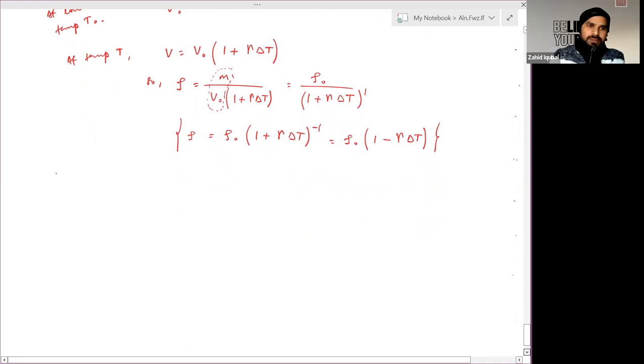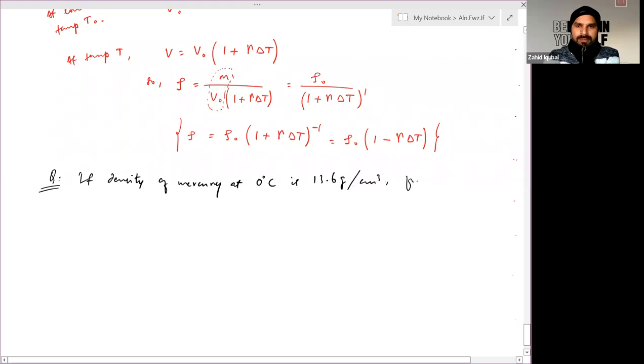Let me give you a question related to this part. If density of mercury at 0 degrees Celsius is 13.6 gram per centimeter cube, find density at 50 degrees Celsius if gamma is 2 into 10 to the power minus 4 Kelvin inverse. Just put the above formula and try to find.